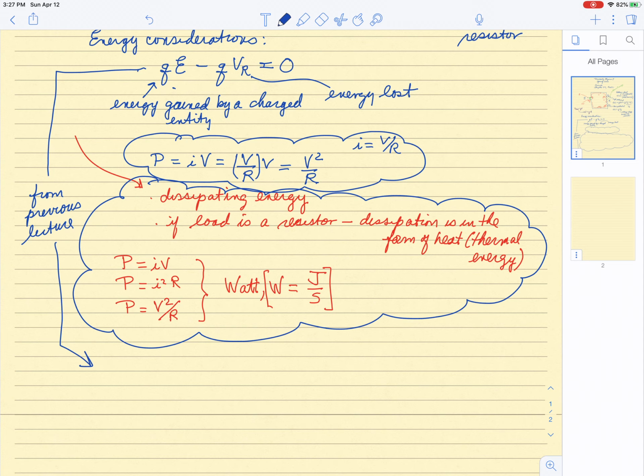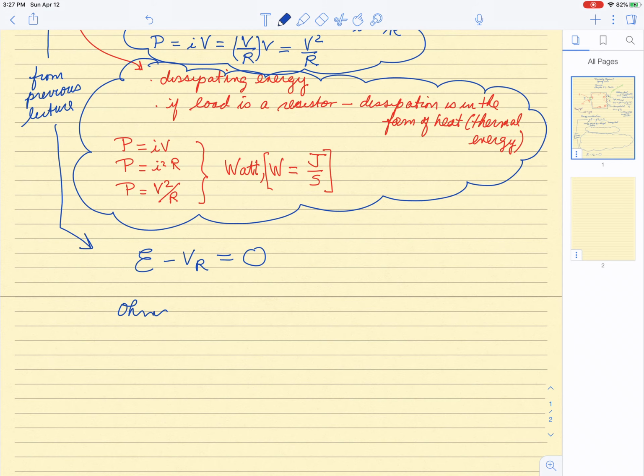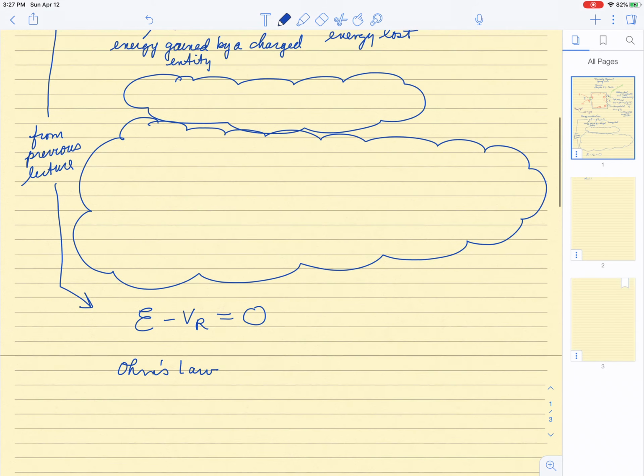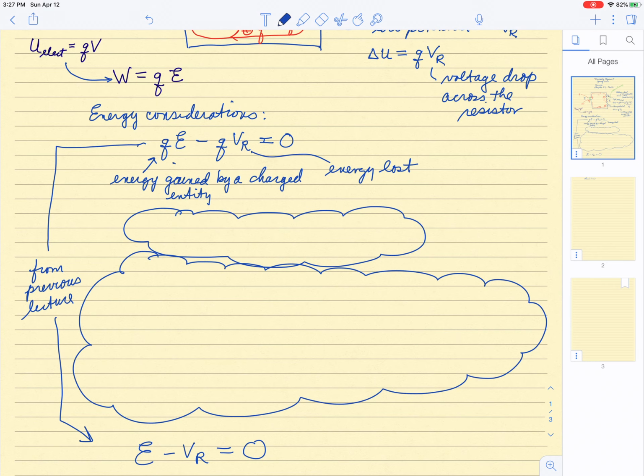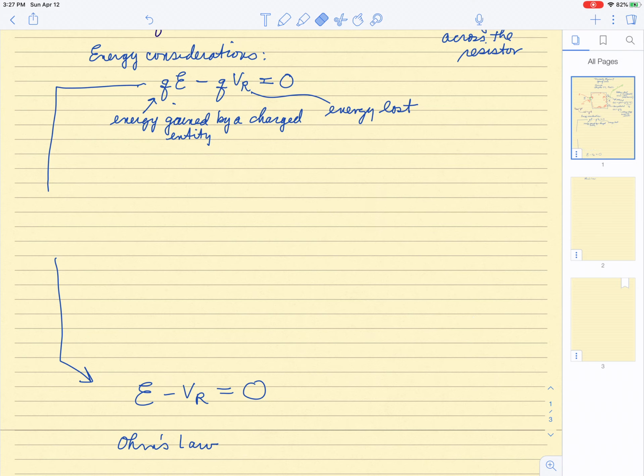And so now we could easily get rid of Q. We can divide by Q across that equation, and we get E minus VR is equal to zero. We can now use Ohm's law. Well, my oh my, there it is. It disappeared. Okay, don't know how that happened. But here we are.